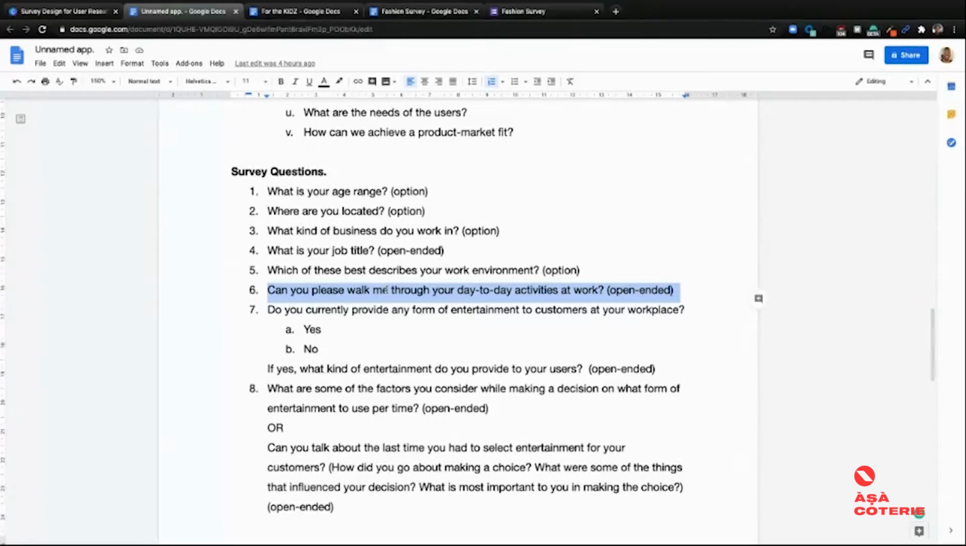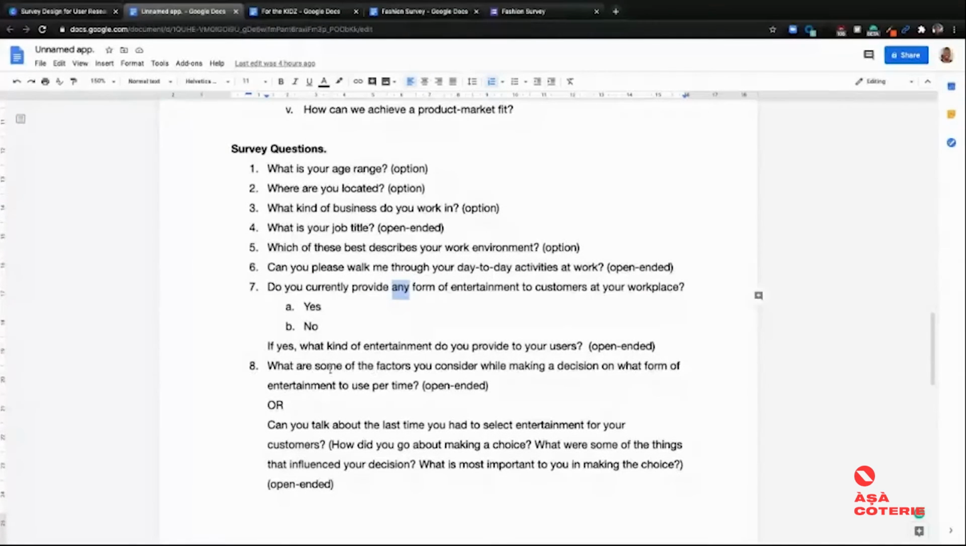Now I'm thinking, okay, I come into the office and then I read two articles and then I grab a cup of coffee. I'm remembering, I'm able to associate because it's something I do regularly, and it's kind of like asking for a story. So you're able to get that detailed feedback about their workflows and how they go from one point to the other. Do you currently provide any form of entertainment to your customers at the workplace? Yes or no? If yes, what kind of entertainment do you provide to your users?